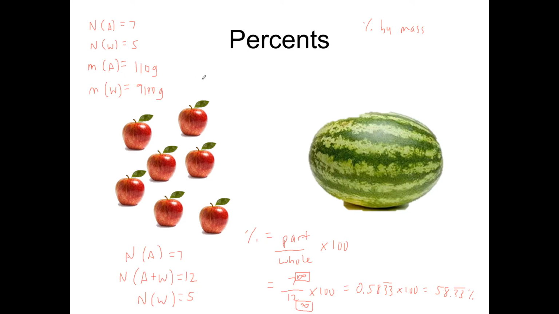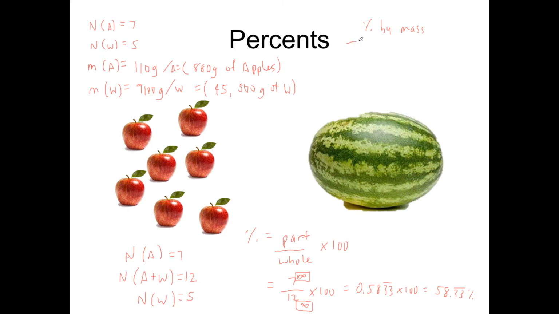So what I'm going to do now is I'm going to say my mass of this is per apple, and this is per watermelon, okay? But the mass of apples total is going to be 110 times 8, right? This is going to be 880 grams of apples. Okay? Now how many grams of watermelon do I have? Well, it's 9,100 per watermelon, and I've got 5 watermelons, so it's going to be 9,100 times 5. Wow, okay, a lot of watermelon. 45,500 grams of watermelons, okay?